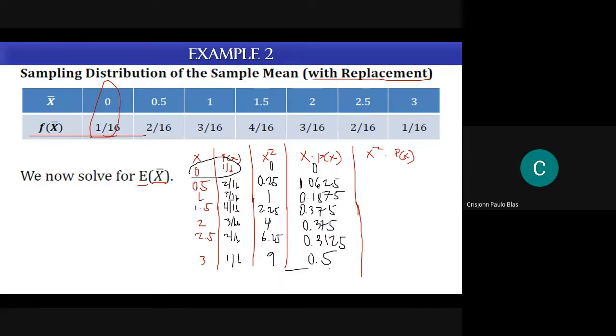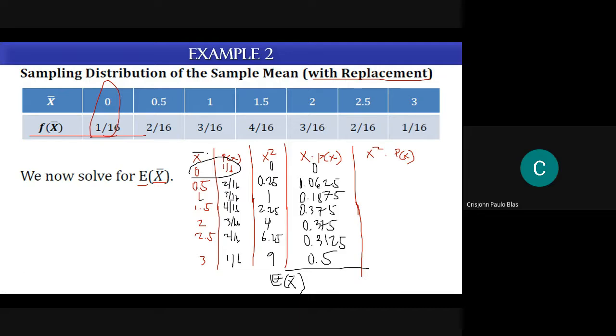So we can now get the expected value for this, no? Ipag-add natin, anong magiging sagot dito? E of X bar. Anong sagot? 4 decimal places tayo lagi dito. Ang ginawa lang natin, Jude, pinag-multiply lang natin ang P at saka yung X.